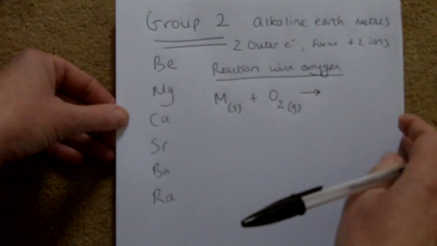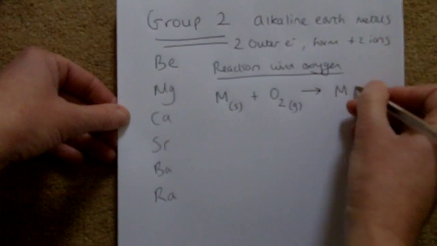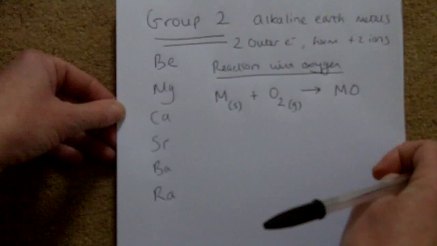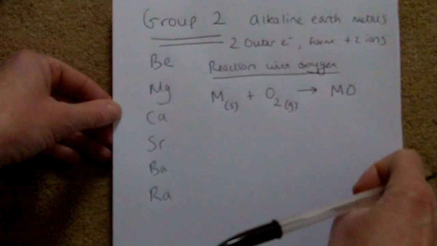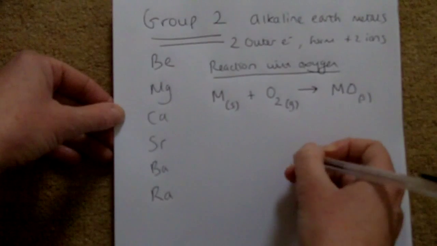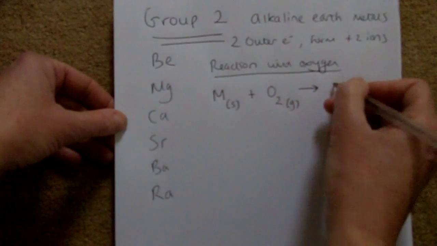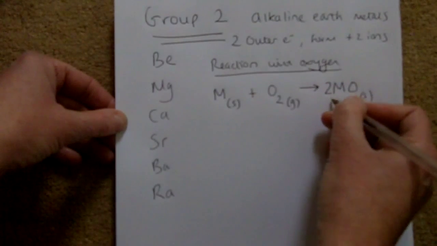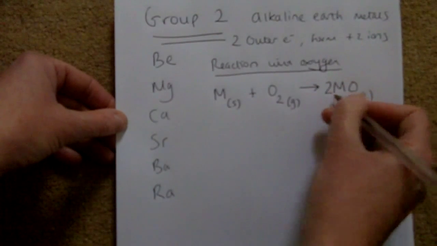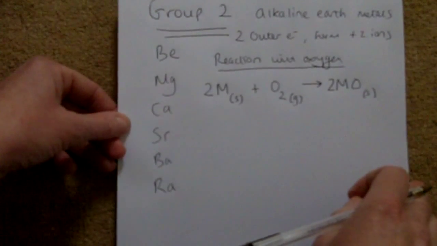Now because it's metal +2, it'll form MO, because oxygen is -2, M is +2, so it'll be MO, and it'll be a solid metal oxide. We need to balance the equation. There are 2 O's, so we need to put a 2 there to give 2 O's, 2 M's, we need to put a 2M. So that's the general equation.